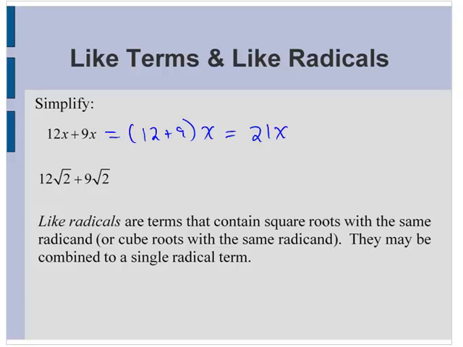Similarly, if we have these like radicals, 12 times the square root of 2 plus 9 times the square root of 2, we can use a similar process. We'd have 12 plus 9 times the square root of 2, and we can simplify that as 21 times the square root of 2. Like radicals are terms that contain square roots with the same radicand, or in the next course, cube roots with the same radicand. They may be combined to a single radical term. Basically, it's like combining the coefficients with like terms.